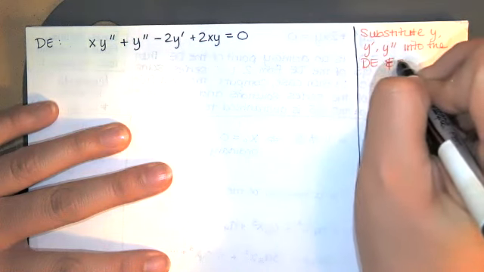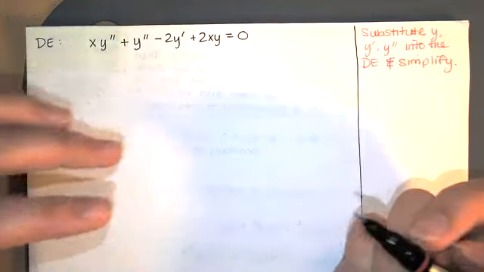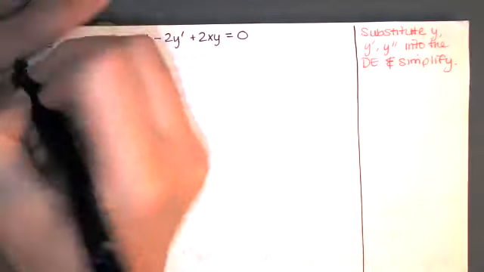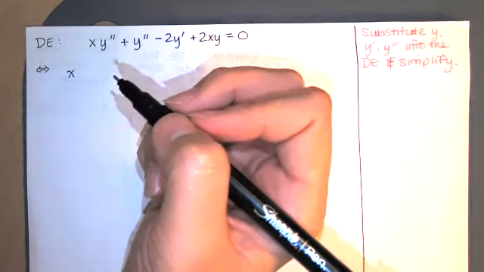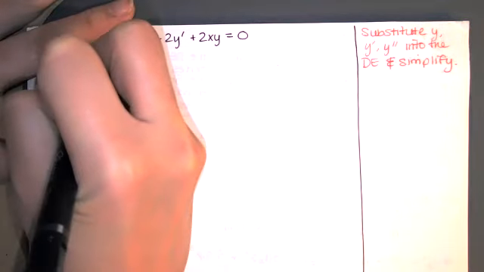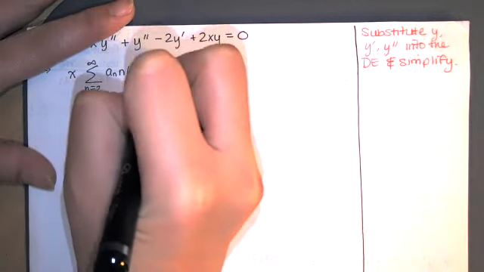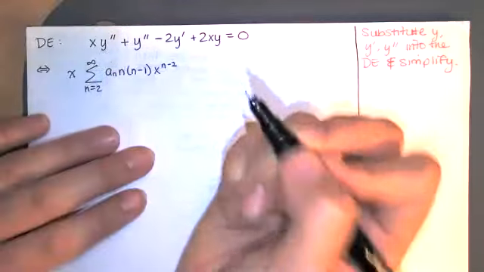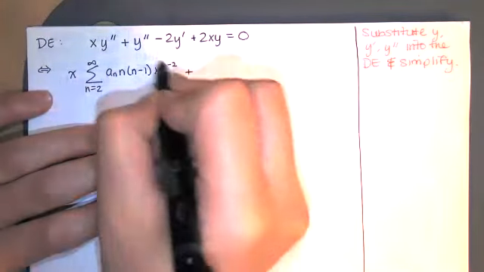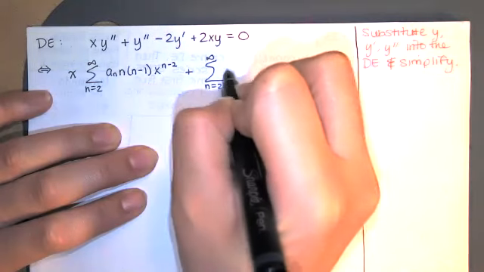And after we substitute, we always want to simplify. Okay. So x times y double prime is x times the sum as n goes from 2 to infinity of a sub n times n minus 1 times x to the n minus 2. And then I've just got y double prime, which is that expression there. So I'll just write it down again.